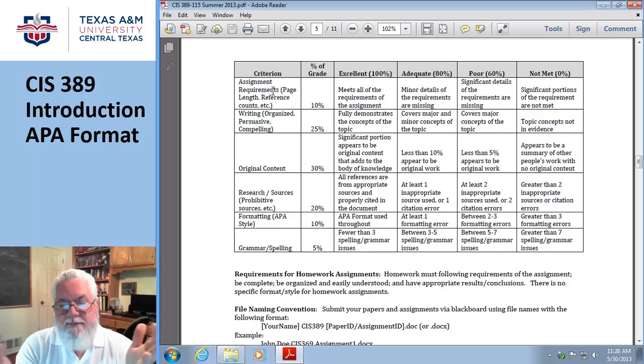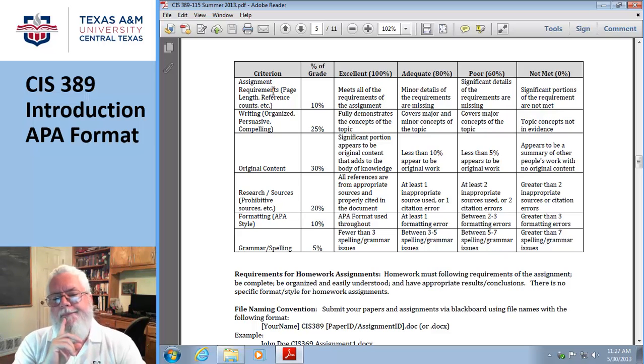So I'm only doing 10% for formatting and 5% for grammar and spelling. Again, this is not an English class. If this was a class in English, formatting and grammar and spelling would probably be 30 and 40% of the grade. Not here. It's 10 and 5% of the grade. So look at the grading rubric, and you can tell what it is I'm expecting you to do.